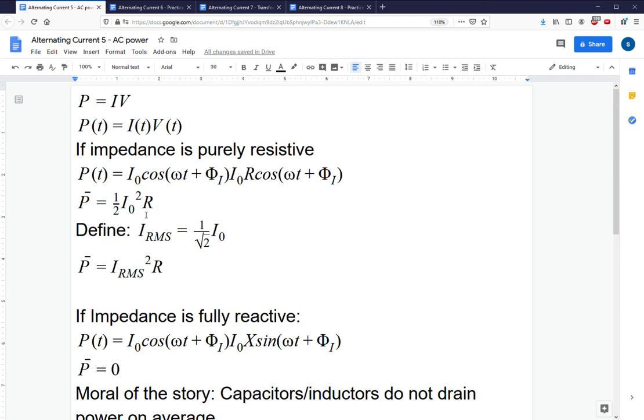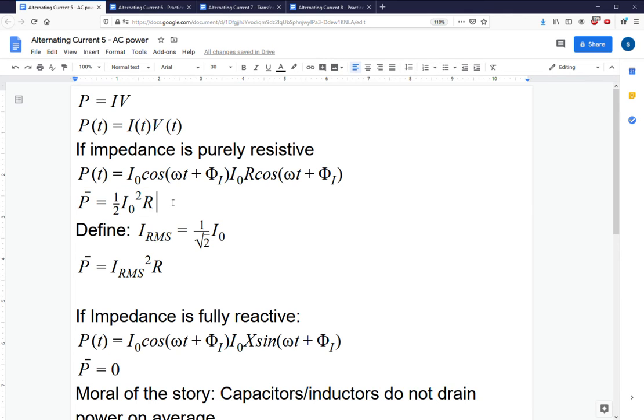A few ways to think about that. That 1/2 comes from the fact that this I naught represents the peak, the maximum value of current. But because we're dealing with oscillating current, it's not always at that peak. And so the average is 1/2. And that 1/2 does come from the integration of cosine squared.